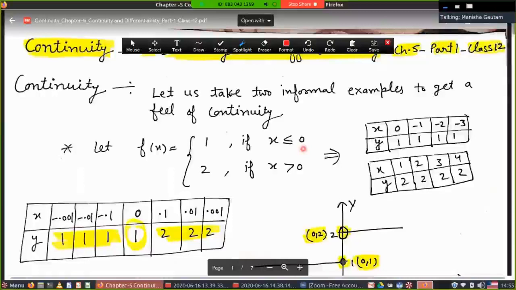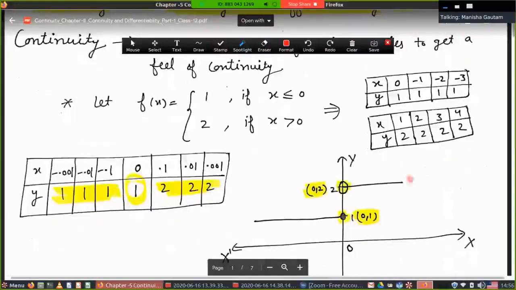This is a function of double nature. If x is greater than 0, the whole number line is divided into two parts. The first part is x less than or equal to 0, and the second part is x greater than 0. For the second table, if you take values greater than 0, then y will be equal to 2. Here is the table: x is 1, 2, 3, 4, and y is 2, 2, always 2. Now plot the graph for this function.